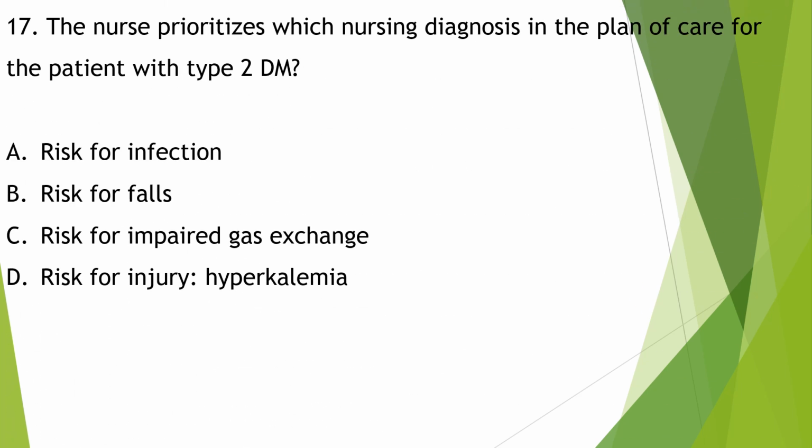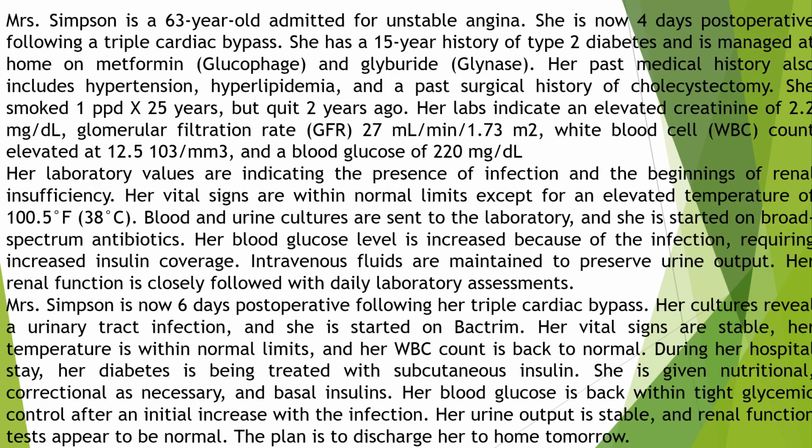The nurse prioritizes which nursing diagnosis in the plan of care of a patient with type 2 diabetes mellitus? Risk for infection, risk for falls, risk for impaired gas exchange, risk for injury or hyperkalemia. Infection is a great risk due to poor peripheral perfusion and diabetic peripheral neuropathy, which decreases sensation that may lead to undetected injury and infection.